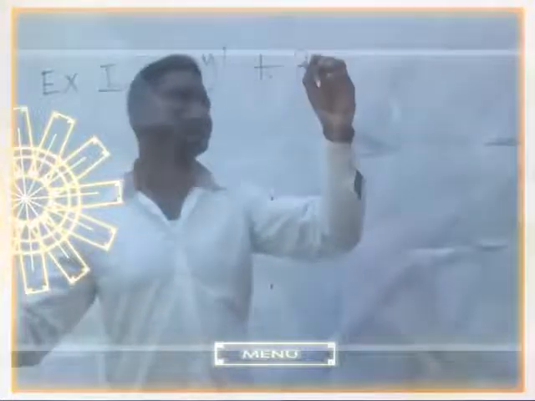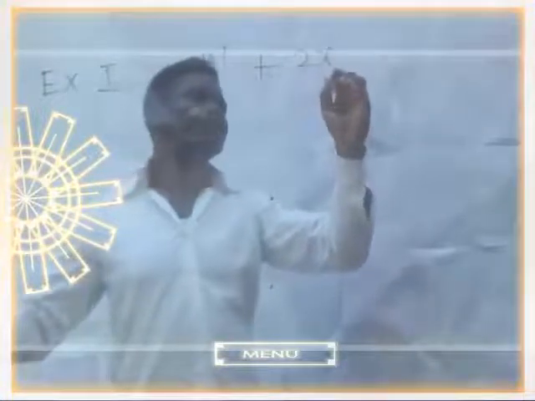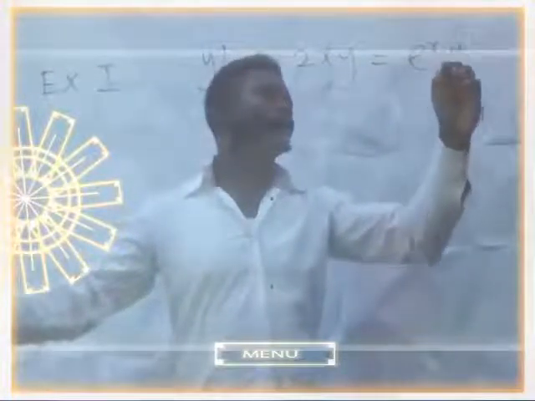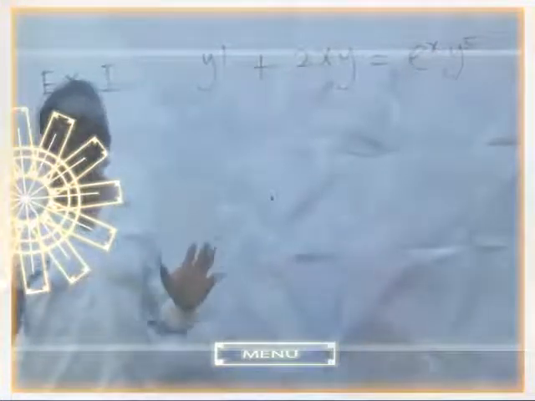Let's say y prime plus 2x y is equal to exponential x times y to the power of 5. This is a pure example of Bernoulli's equation.